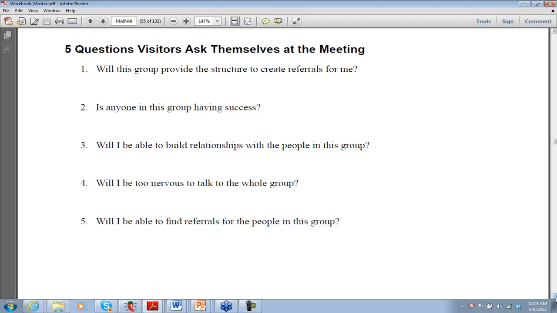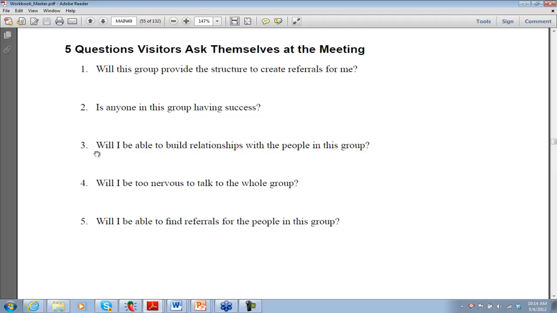Number 2, is anyone having success here? And so the idea is that visitors have questions when they come to the meeting, and the answers to the questions have a lot to do with whether or not they submit an application. So they're asking the question, is anyone in the group having success? And the key variable that they're going to pick up on is the number of referrals being passed at the chapter meeting. Okay? Just trying to get into the head of the visitor.